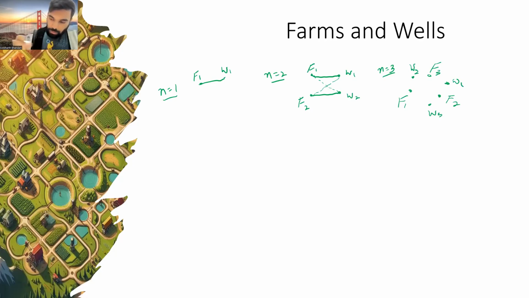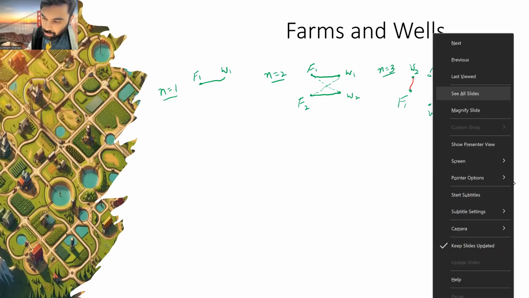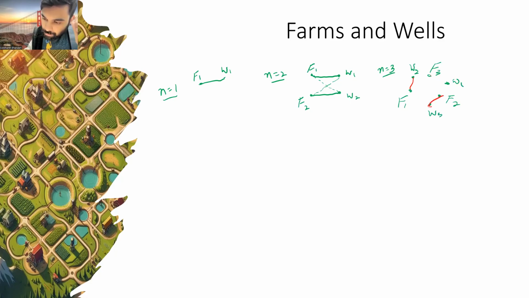So in this example, what would be the connections? What is one way to fulfill the requirement? Just connect farm 1 to W2, W3 to farm 2, and farm 3 to W1. This would satisfy the requirements of the question. Okay, the connections that we have drawn.